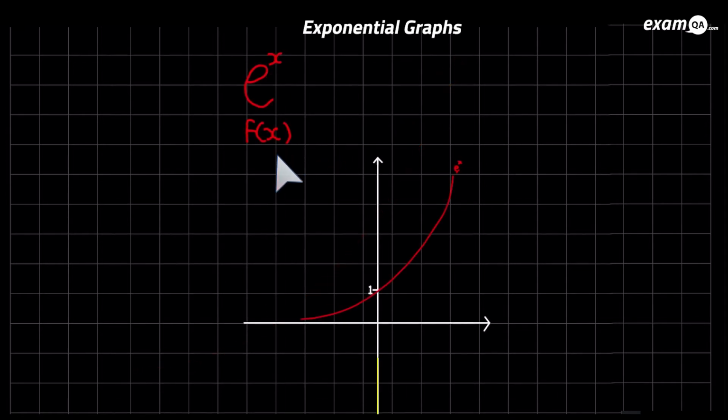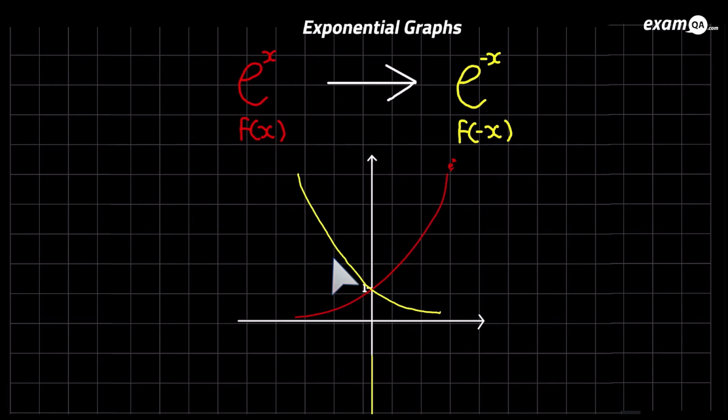Okay, so now we're going to be looking at some transformations of e to the power x. So let's say e to the power x is f(x). Now this is the first transformation we're looking at, f(-x), which turns e^x into e^(-x). Now, do you remember what this transformation does from your GCSEs? Hopefully you said a reflection in the y-axis. So this is what the graph of e to the minus x looks like. It's just a reflection in the y-axis.